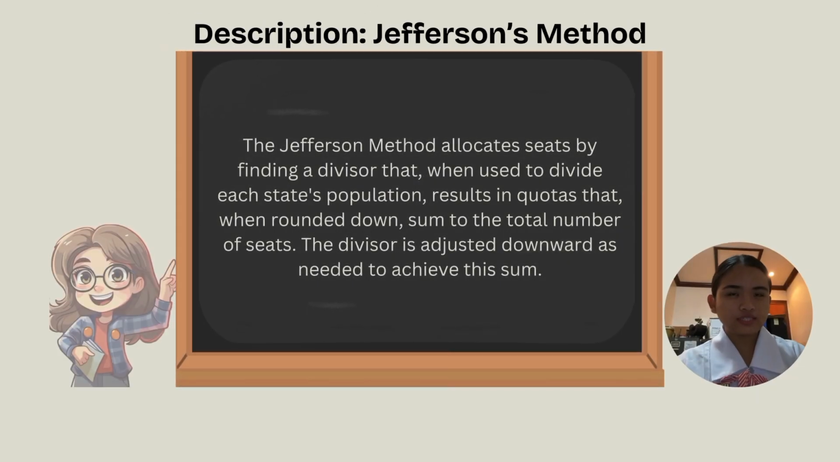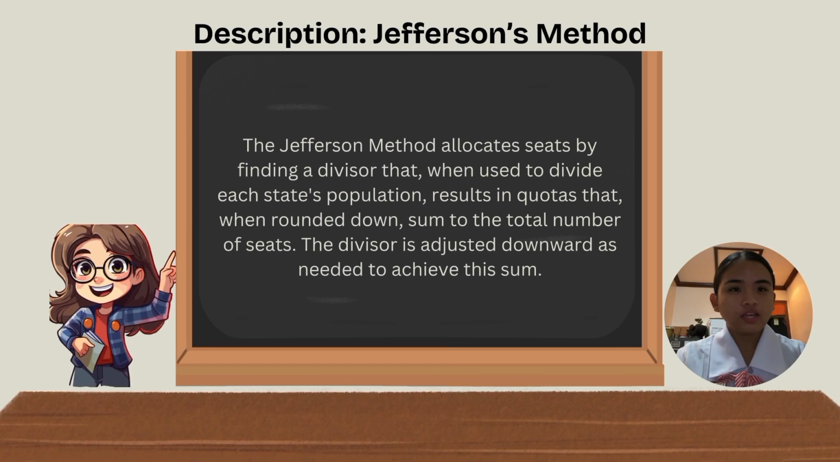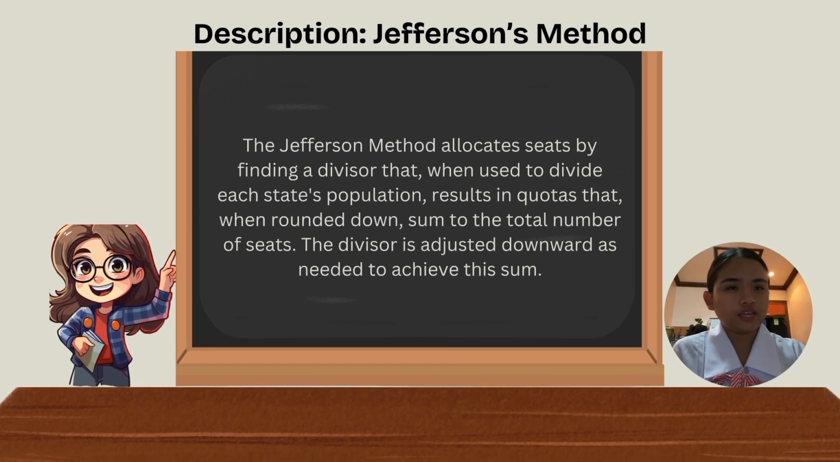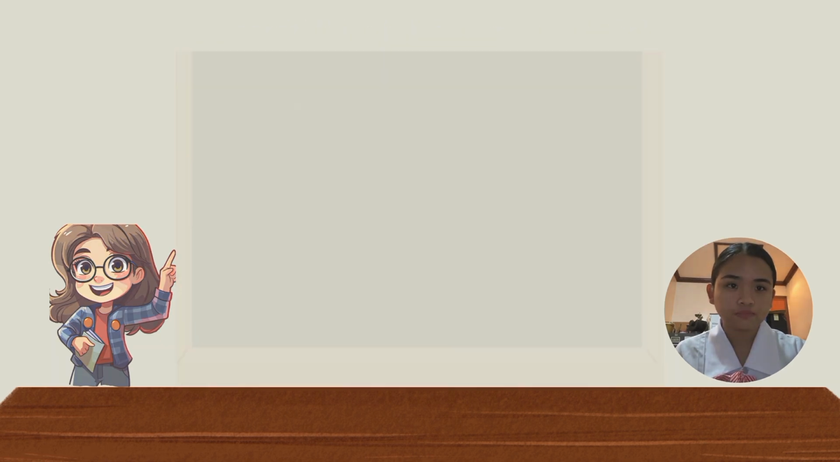So, what is Jefferson's method? Jefferson's method allocates seats by finding a divisor that, when used to divide each state's population, results in quotas that, when rounded down, sum to the total number of seats, and the divisor is adjusted downward as needed to achieve this sum.